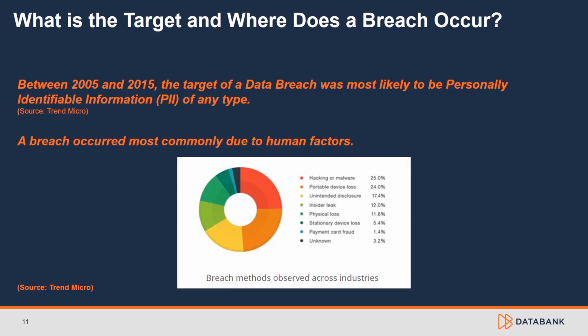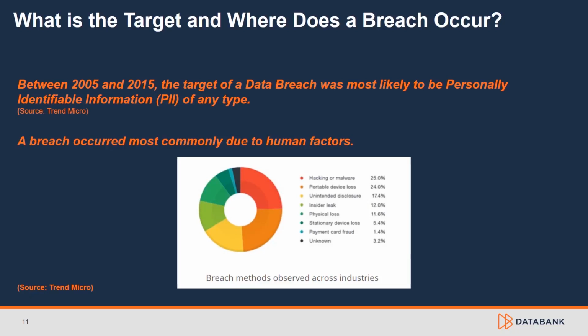But let's move down a little bit and realize that almost 70% of the attacks that occur are occurring because of human factors and human failures. Portable device loss: somebody loses their laptop, their cell phone, their iPad, their tablet, whatever the case may be. Unintended disclosures are when somebody sends out an email that's not caught by a data loss prevention tool. Insider leaks are when somebody is deliberately exfiltrating data from an environment. Notice I keep saying somebody, somebody, somebody.